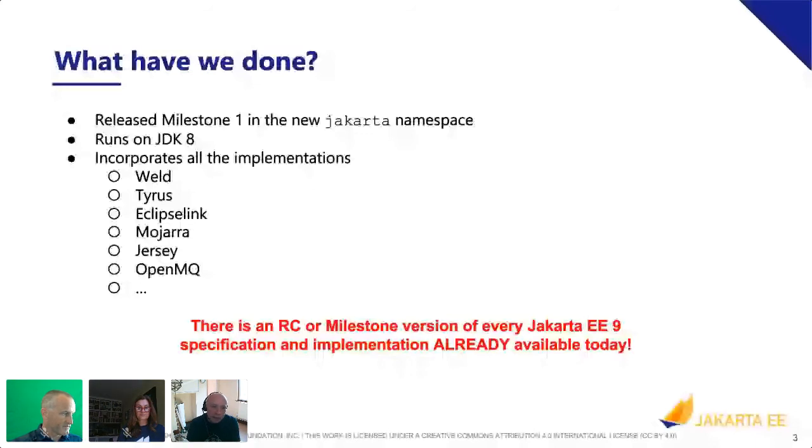And one thing to note about the GlassFish 6 release, it now supports every API in Jakarta EE 9 in the new namespace, but also people may not realize that means that there is a compatible implementation of every specification as well. And these have all been incorporated into GlassFish 6. So that includes Weld for CDI. So there's a compatible implementation of Weld that is also in the Jakarta namespace, and Tyrus for WebSockets, EclipseLink, Yasson, Jersey, OpenMQ, all of them have a compatible implementation in the Jakarta namespace.